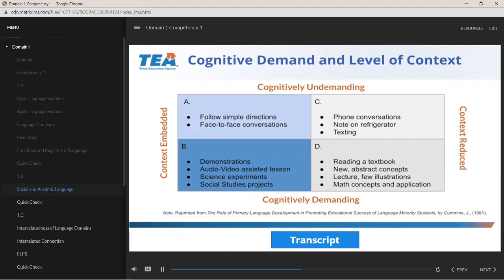In Quadrant C, telephone conversations, notes on the refrigerator, and texting are all cognitively undemanding tasks with reduced context. These often happen naturally as a student develops basic interpersonal communication skills, or BICS. Since tasks such as those listed in Quadrant D, reading a textbook, new abstract concepts, lecture with few illustrations, and math concepts and application, are cognitively demanding, English learners would need the scaffolds and prompts that help to embed context so that the input is comprehensible.